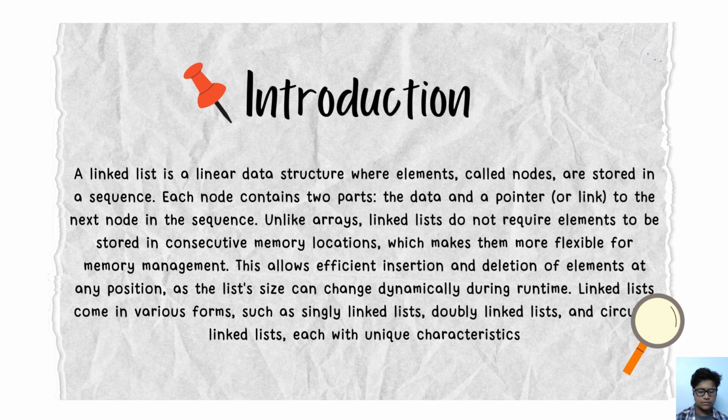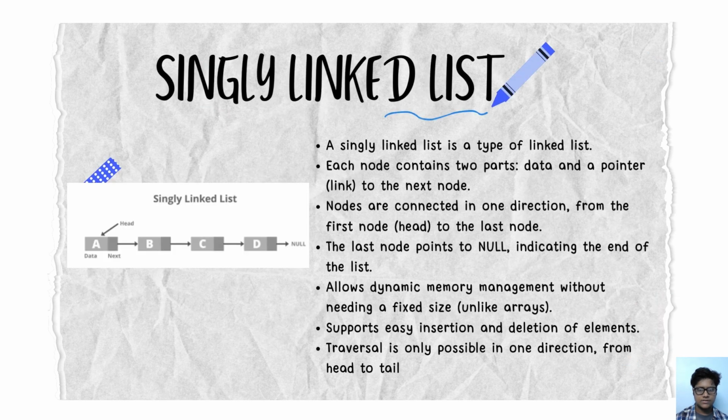Now, let's see the types of linked list. The first type is the singly linked list. In a singly linked list, each node contains two parts, data and a pointer to the next node. Nodes are connected in one direction, that is from the head node to the last node. The last node points to null, indicating the end of the list.